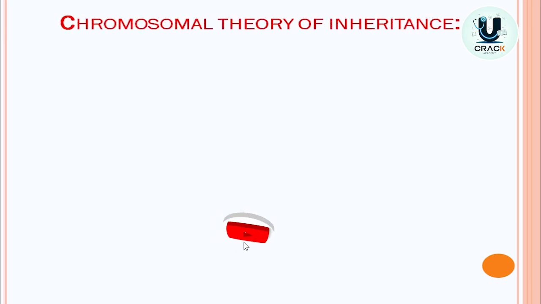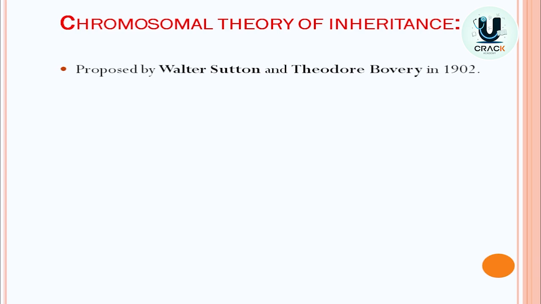So the first topic is about the chromosomal theory of inheritance. We know that we have 23 pairs of chromosomes, but here we are going to see who proposed it. Walter Sutton and Theodore Boveri in 1902. They worked out the chromosome movement only during meiosis.